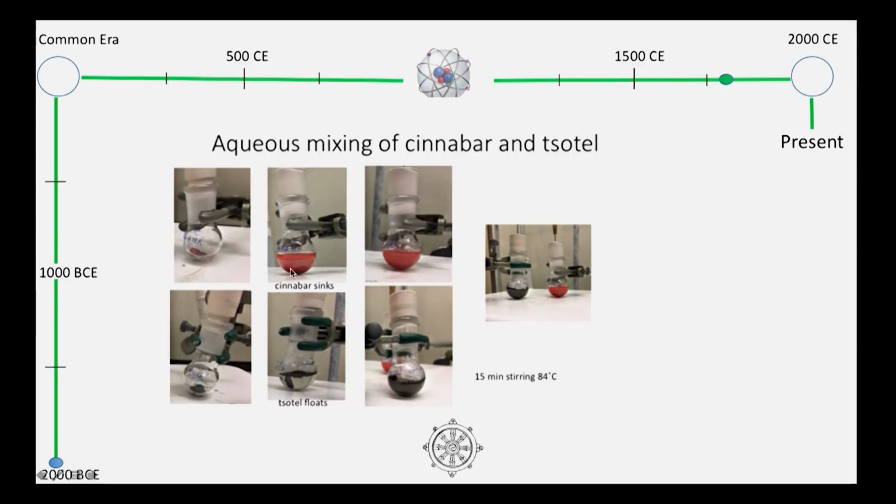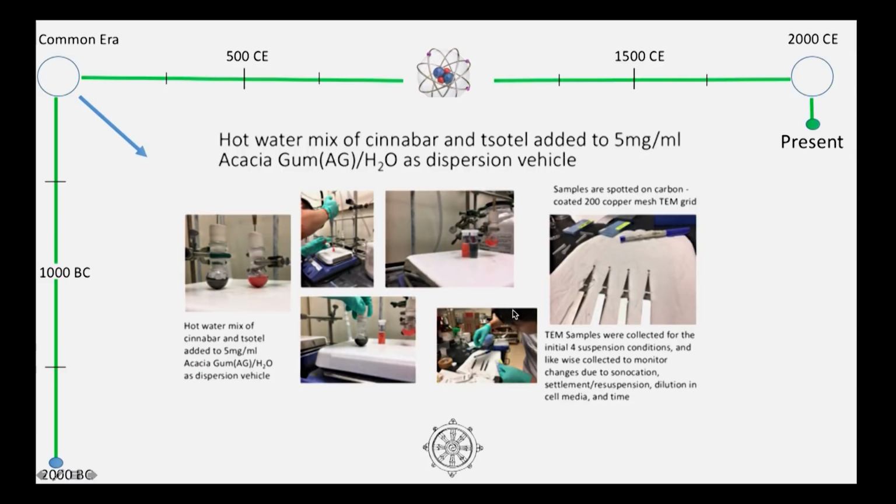And what you can see is this is the cinnabar, which is the mercury sulfide, and it sinks to the bottom of the water. The Tibetan sample, on the other hand, actually floats. This is very interesting. So it actually floats on the surface of the water. However, it can be hydrated and put into solution. So we have made mixtures of this with acacia gum, other types of suspension agents that are typically used in terms of nanoparticle research. We have then pulled these samples.